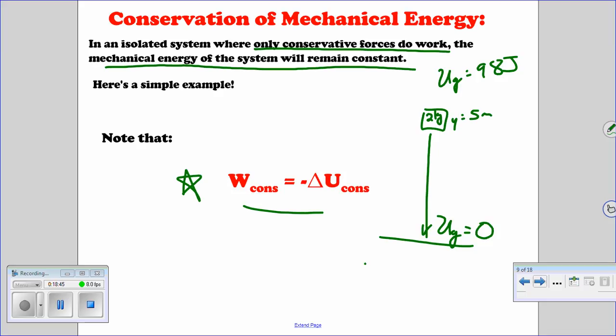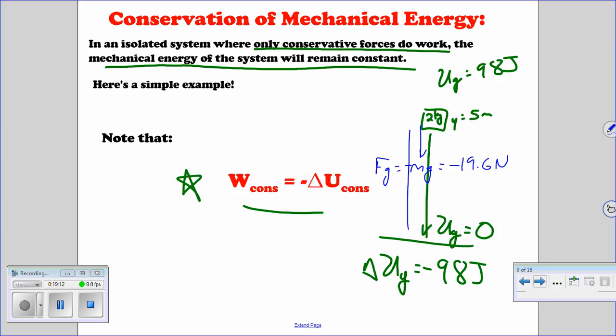So in this example, our change in gravitational potential energy is negative 98 joules, right? Because we lost 98 joules worth of energy. Well, how much work did gravity do? My force of gravity is mg, so that's negative mg, I guess. It's going to be negative 2 times 9.8, so negative 19.6 newtons. And then it falls down at a displacement of 5 meters, so 19.6 times 5. You find out that the work done by gravity is positive 98 joules, all right?